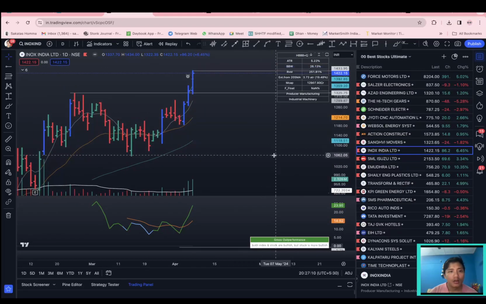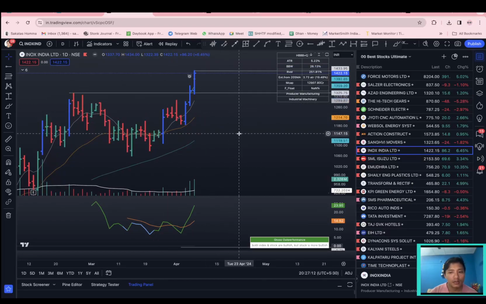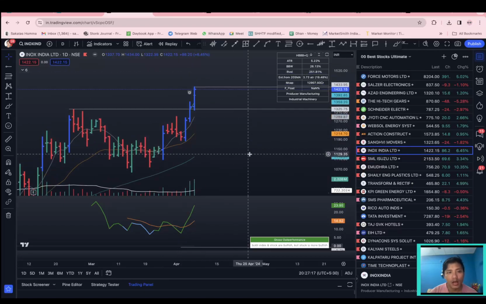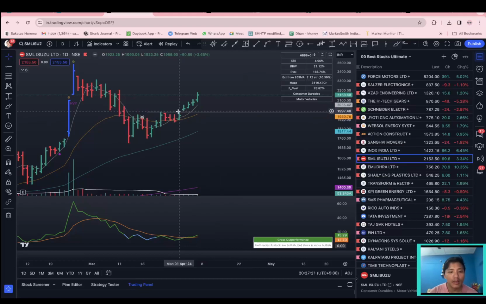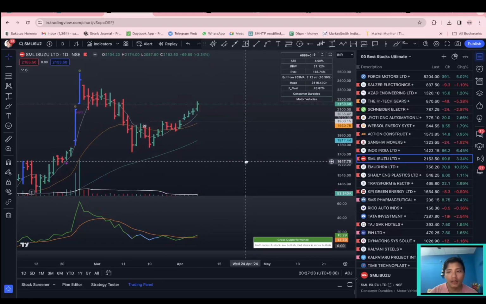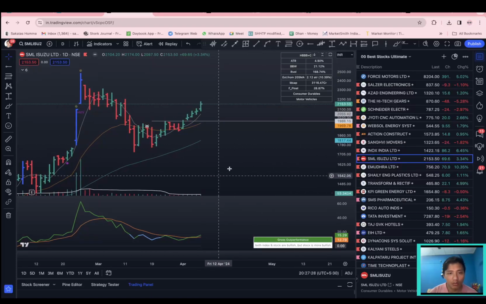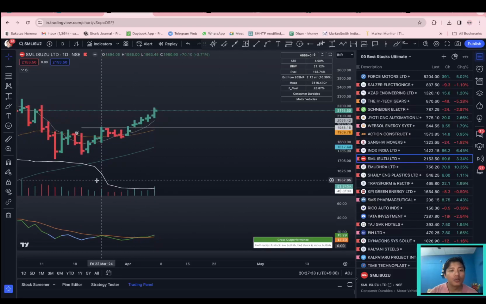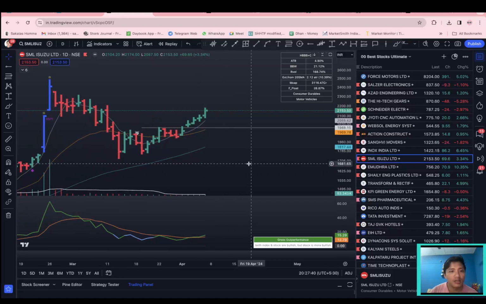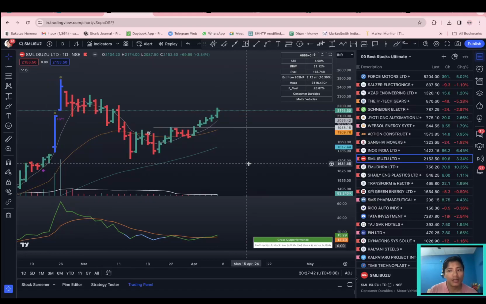Inox India, yeah, so this is currently not very high priority because it's already gone up. SML Isuzu was a good buy here. Again, SML Isuzu and Force Motor, these two guys can still do well, okay? And it looks like there are no sellers with low volumes, when the price still is inching up, you know that whatever small buying is happening at higher and higher prices, which means there's very high demand but not so much supply coming in, right?